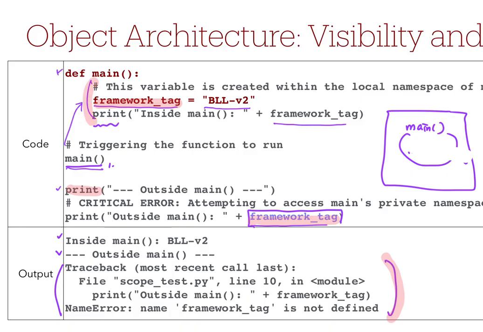In other words, this framework tag variable is defined, or it can be accessed only within the main function. When the third line of the main function is completed, at that point, so when you go out of the main function, all the predefined variables will be erased. So please be careful when you use these variables. So that's the situation of the Python.